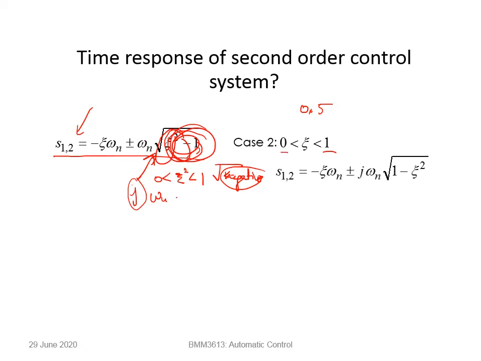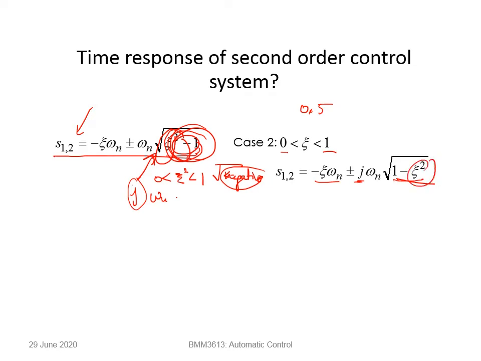So the poles that we have will be equal to minus zeta omega n, which doesn't change, plus minus j omega n square root of zeta square minus 1, which can also be written as 1 minus zeta square, with a j in front. Why do we write 1 minus zeta square?